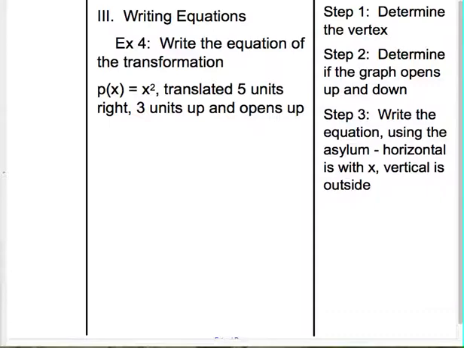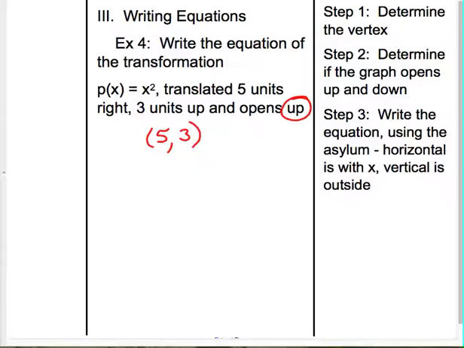Remember, the left or right shift is the x coordinate of the vertex. 5 units right would be positive. And then 3 units up is the y coordinate of the vertex, and it's positive because we're going up. So there's our vertex. Determine if the graph opens up or down. This tells us if we are multiplying by a negative when it opens down, or if we're going to leave it positive if it opens up.